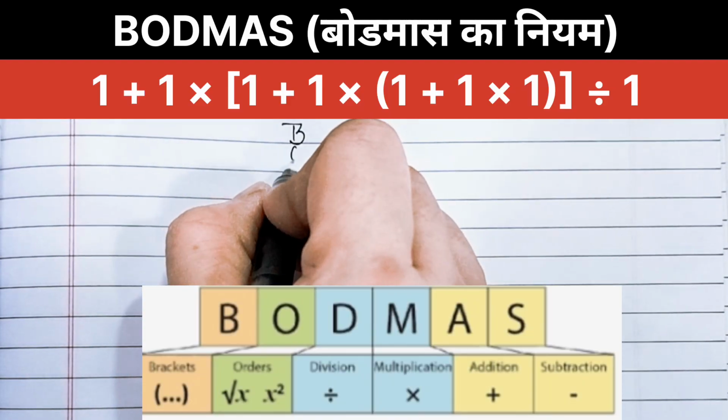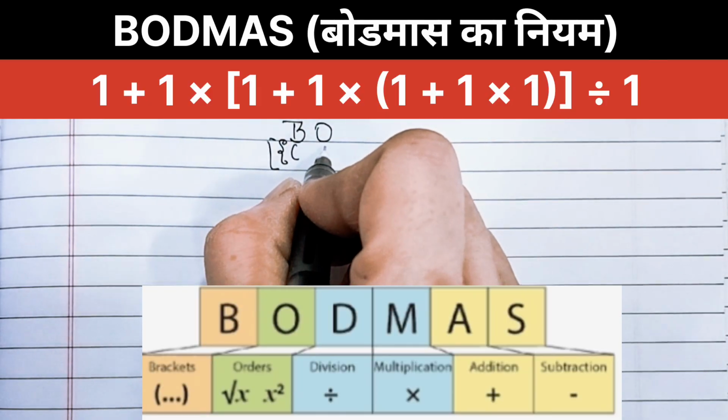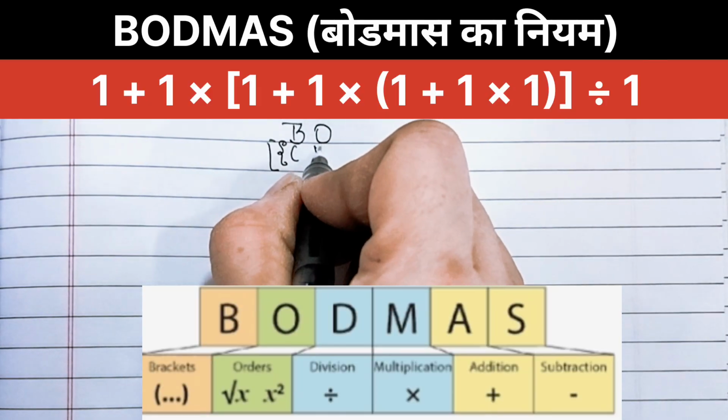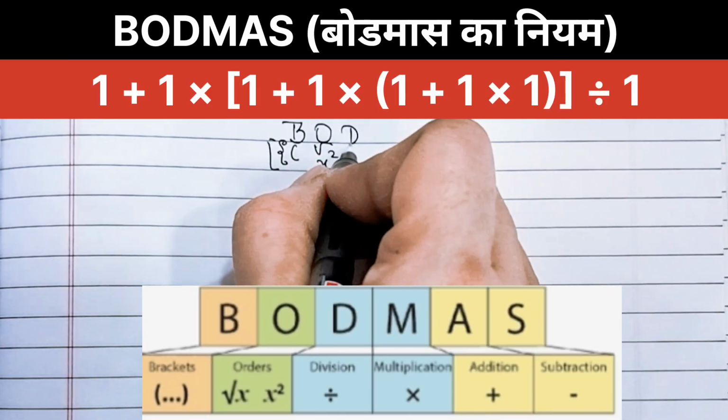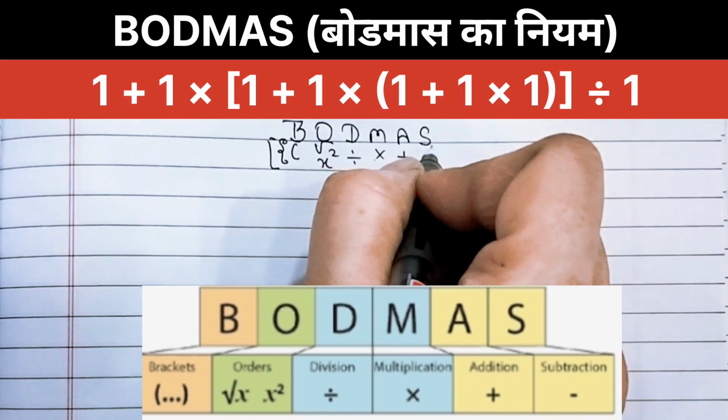Now, based on the BODMAS rule, we solve this expression step by step. BODMAS says: first, B, solve brackets: small bracket, curly bracket, then square bracket. O stands for orders, which we convert into multiplication; we solve roots and exponents. D stands for division, M stands for multiplication, A stands for addition, S stands for subtraction.